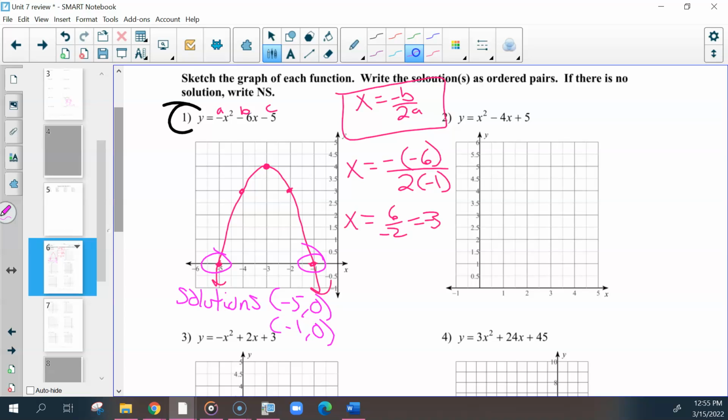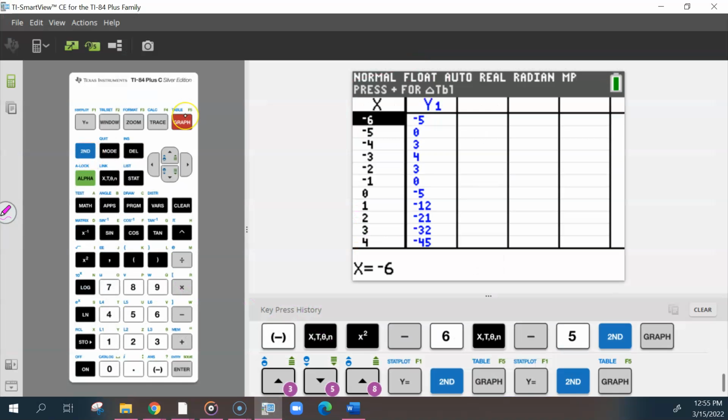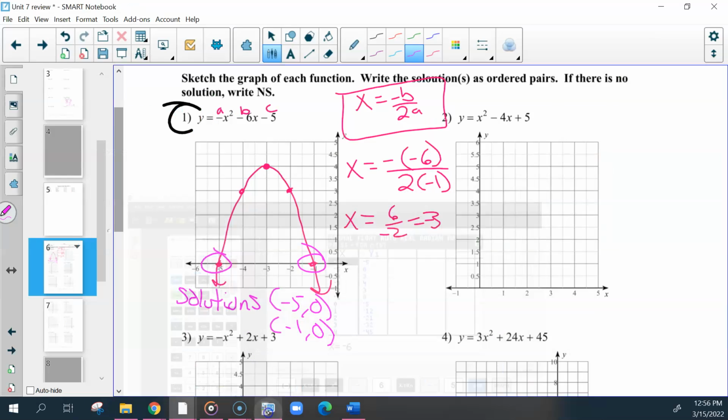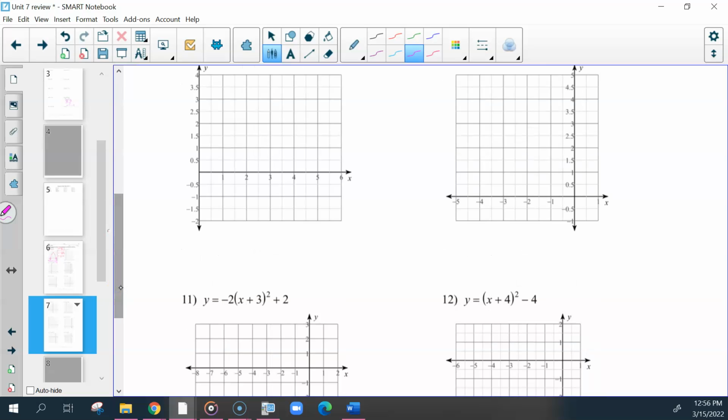How do we put the dots there? Your table, second graph, plot those points. So that's if it's given to you in standard form. If it's given to you in vertex form, you don't have to do that work. You just need to find your vertex and then put it in the calculator and graph it.